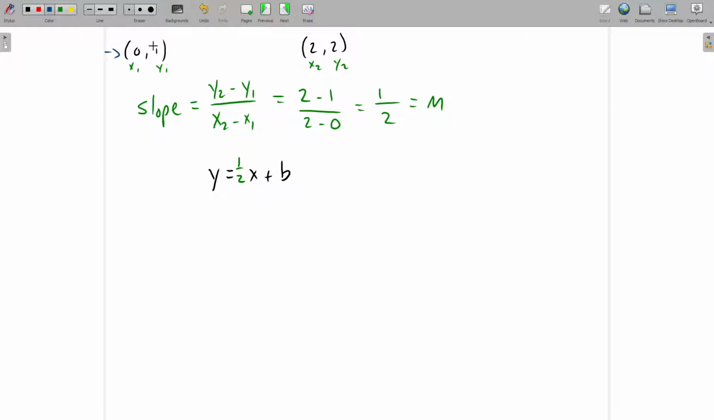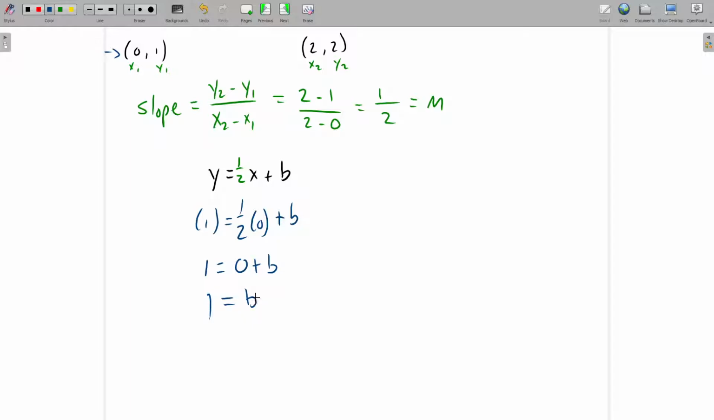This point is a coordinate point, so it's written in the form (x, y). I want to plug in 0 for x, and I want to plug in 1 for y. Now I have an equation written: y is 1, m is 1/2, x is 0, plus b. B is the only variable in this equation, so we can solve for it. 1/2 times 0 is 0, plus b, and 0 plus b is just b. So we get that b is equal to 1.